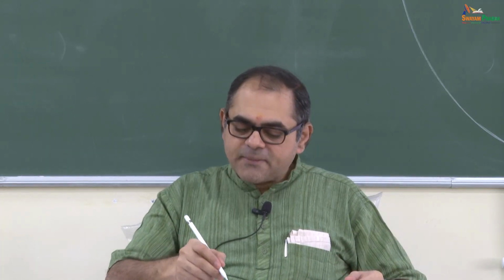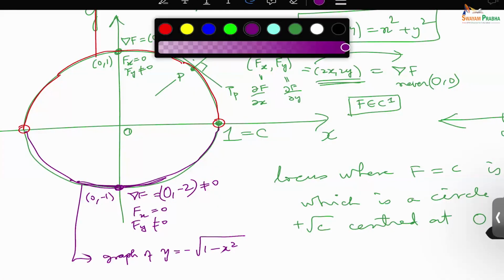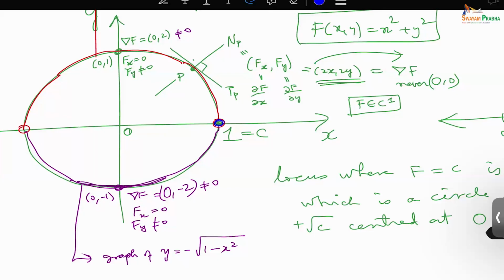Now look at what's happening at the point on the x-axis. Make a similar analysis. So let's look at this point here. This point is 1 comma 0. Then the gradient at this point, I have to substitute 1 comma 0 in this, so I will get 2 comma 0, and of course the gradient is not 0. And here fx is not 0, but fy is 0, because fx is actually 2 and fy is 0.